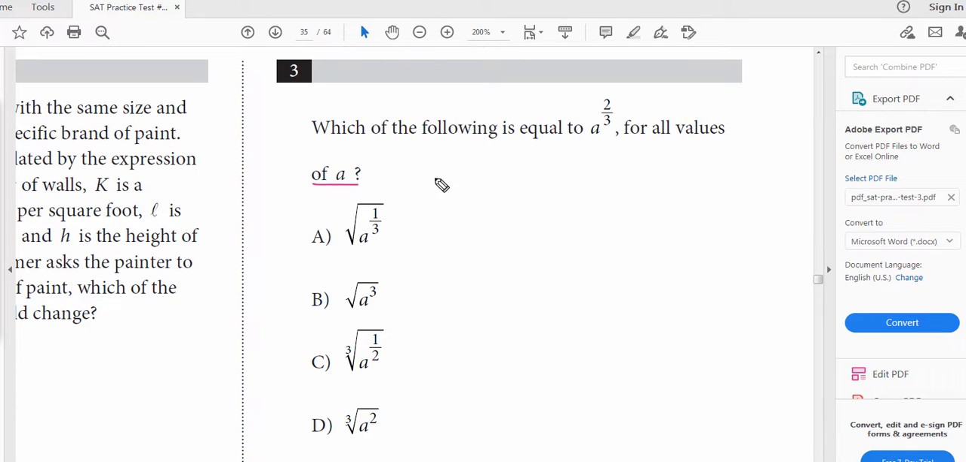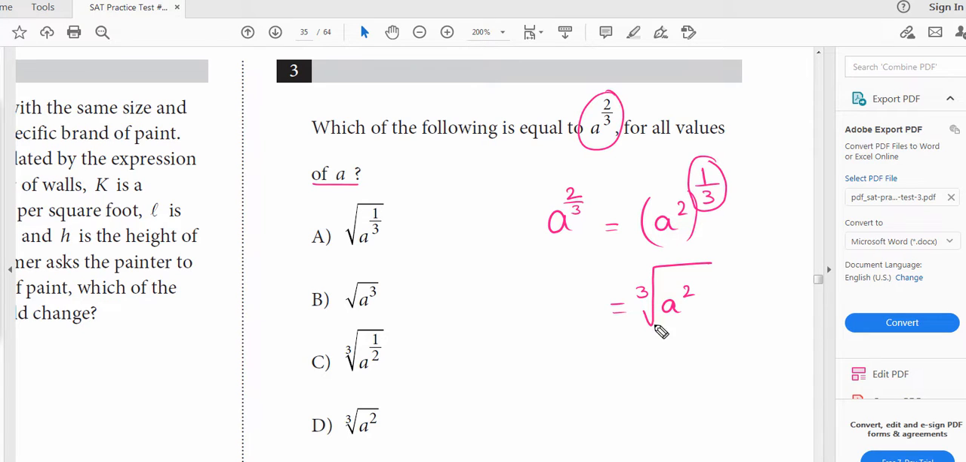Alright, so let's do question number 3. It says which of the following is equal to a to the power of 2 by 3 for all values of a. So we have been given some options, but let me just split it. So I can write a to the power of 2 by 3 as a square whole power of 1 by 3. So 2 times 1 by 3 will be equal to 2 by 3. So this 1 by 3 means taking the cube root. So it will become a square with a cube root. So the correct option will be option D, this one.